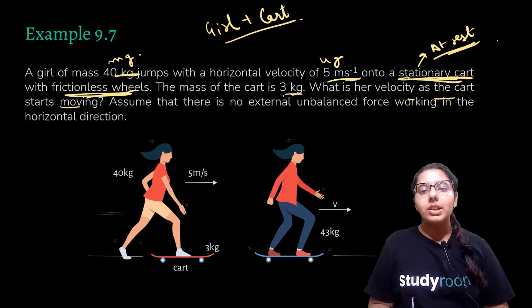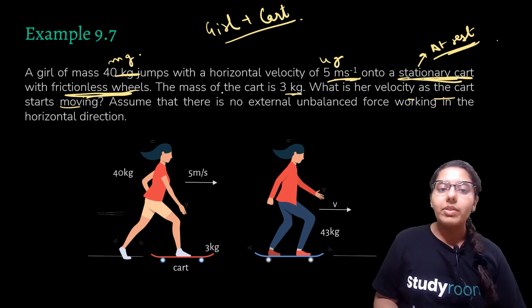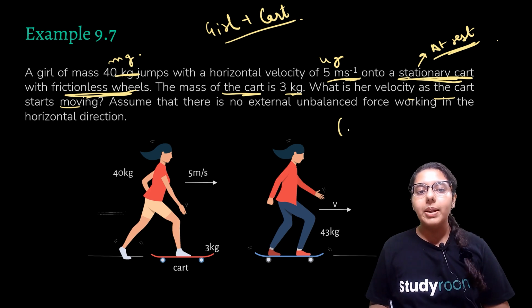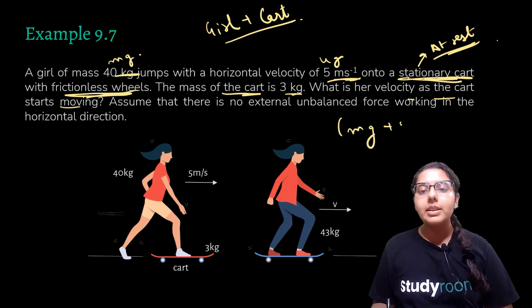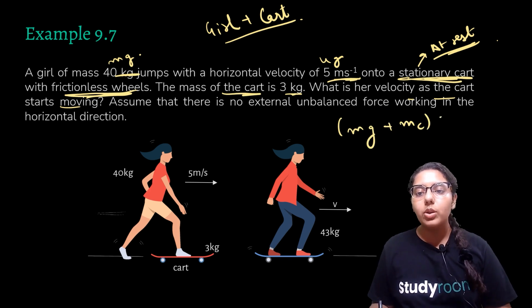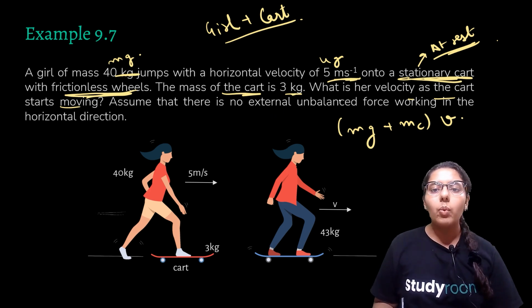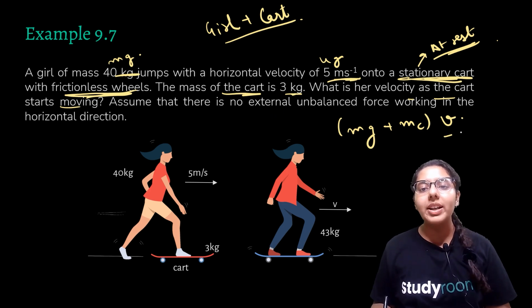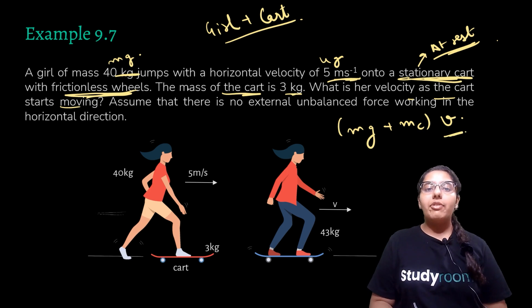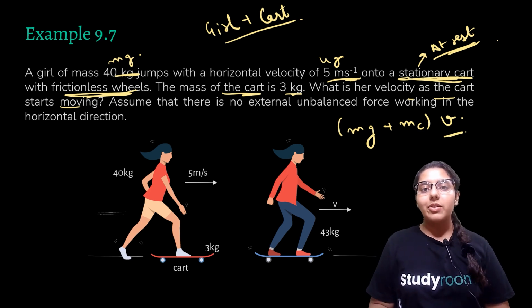Now the mass of the cart is 3 kg. What is their velocity as the cart starts moving? So now what will be the final momentum? Final momentum will be the mass of girl plus the mass of cart, because now they are both together, into velocity. And what are we supposed to find? We are supposed to find this velocity. Of course our momentum remains conserved.